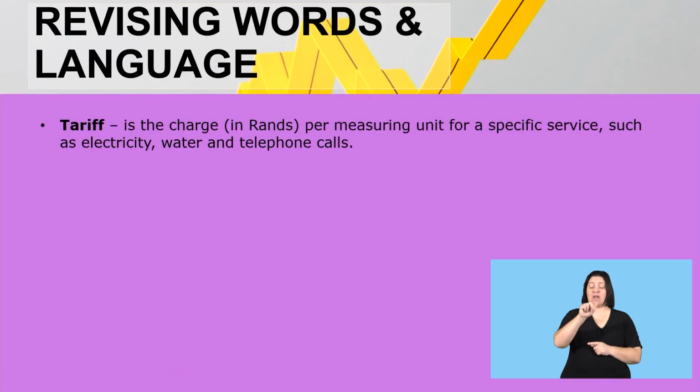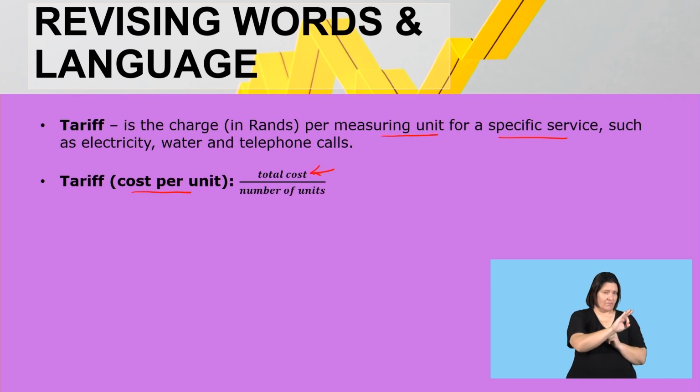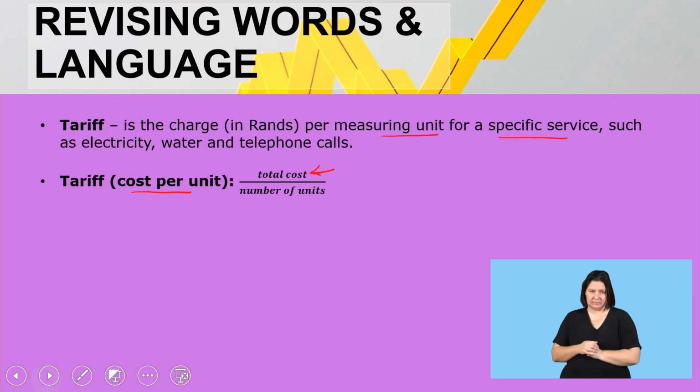Remember, we said the tariff is the charge in rand or cents per measuring unit for a specific service, such as electricity, water, or telephone calls. We also indicated that in order to calculate the cost per unit, the tariff, we take the total cost and we divide that by the number of units that we have used. All right, so I'm going to repeat. In order to calculate the cost per unit, the tariff, we take the total cost and divide that by the number of units used, right?